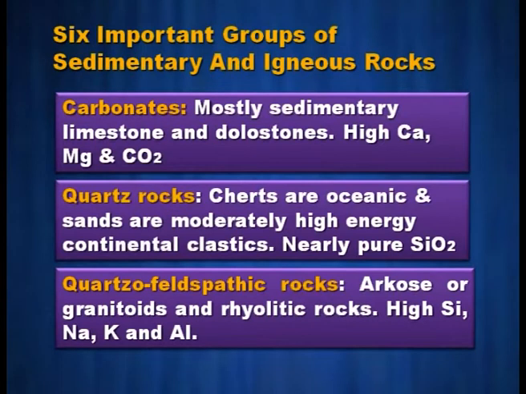Fourth, carbonates or calcareous rocks, mostly sedimentary limestone and dolostone, high in calcium, magnesium and CO2. Fifth, quartz rock: cherts are oceanic and sands are moderately high energy continental clastic, nearly pure SiO2. Sixth, quartzo-feldspathic rocks, arkose or granitoids and rhyolite rocks, high in Si, Na, K and Al.